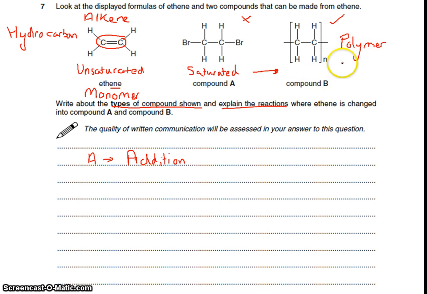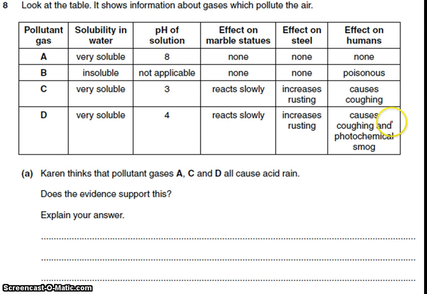You could have also got marks if you just said what we need in a polymerization reaction, and there are two things we need. We need high pressure for polymerization to occur, and we also need a catalyst in order to make the reaction work. So the last question then is on pollutants.